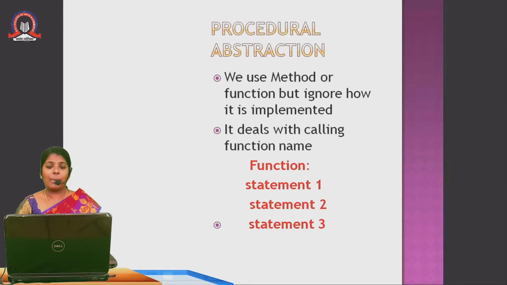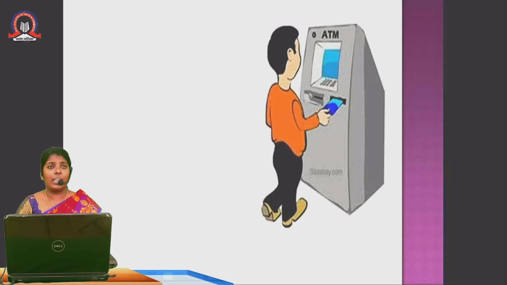One is procedural abstraction, another one is data abstraction. In procedural abstraction, we use method or function but ignore how it is implemented. We can use method and function but ignore how it is implemented. So the syntax is function, statement 1, statement 2, statement 3. You can see here that ATM. So when we insert the ATM card, we are getting the PIN number. So we are following the steps and we are withdrawing the amount. But we don't know what function is going on inside that ATM machine.